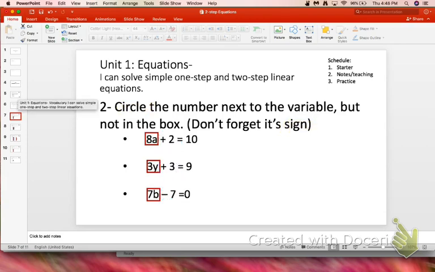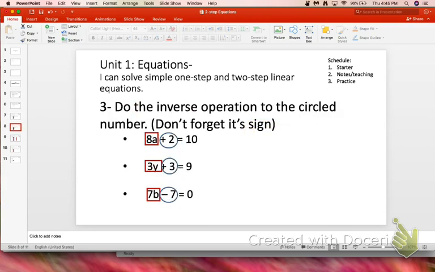Now, the third step is to do the inverse operation to the circled number. So again here, we're looking at that first one, the 8a plus 2. The circled number is the plus 2. So I think about what is the inverse operation of plus 2? Oh, well, that's minus 2. And whatever I do to one side of the equation, I have to do to the other side.